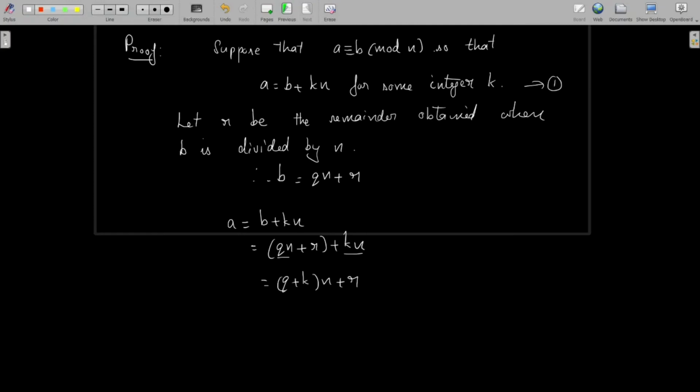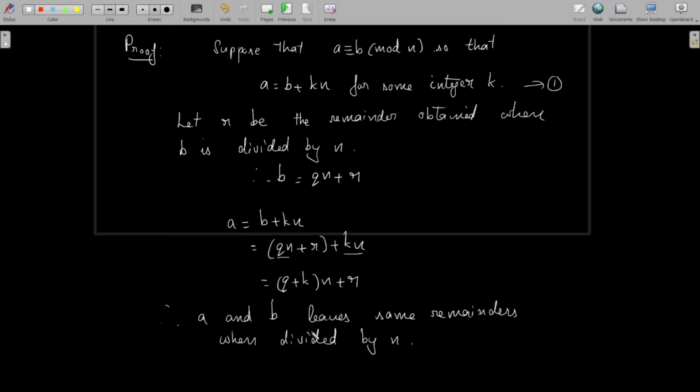So this means that a is equal to a multiple of n plus r. Or in other words, when we divide a by n, the remainder will be r. So we may conclude that a and b leave the same remainders when divided by n. Hence we proved the necessary part of the theorem, that is, if a is congruent to b mod n, then a and b leave the same remainders when divided by n.